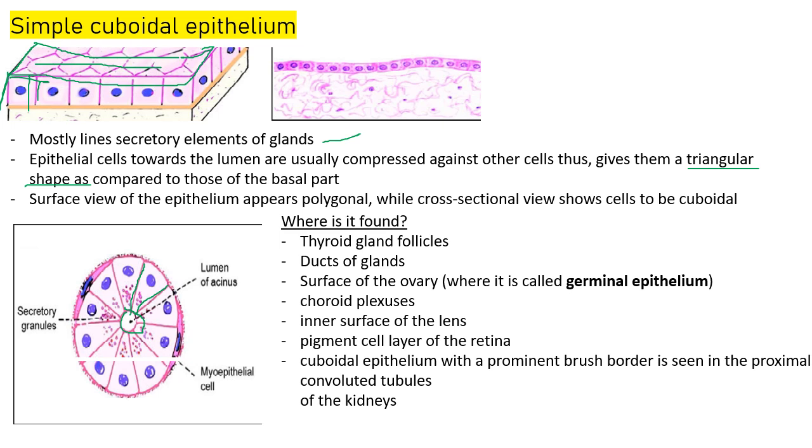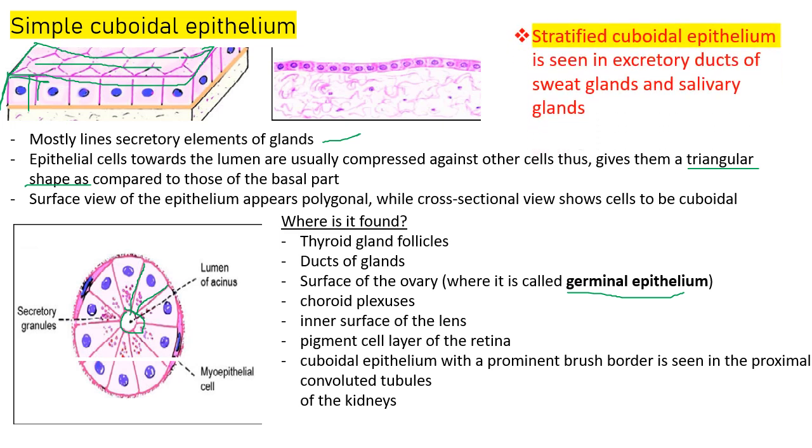Okay, then where is simple cuboidal epithelium actually found? This is where it is found: in gland follicles, ducts of glands, and on the surface of the ovary, where it is called germinal epithelium. The choroid plexus, which produces cerebrospinal fluid, is lined by simple cuboidal epithelium. Then the inner surface of the lens, the pigment layer of the retina, and cuboidal epithelium with a prominent brush border seen in the proximal convoluted tubule of the kidneys.